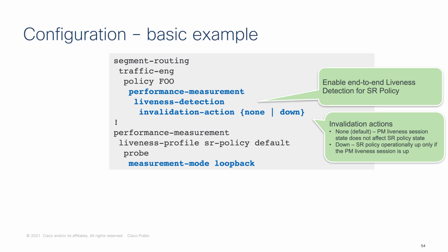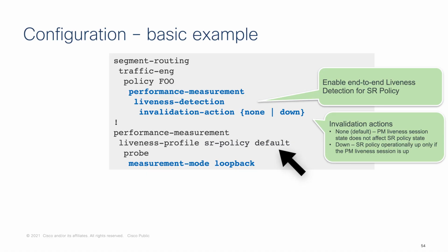So here's an example of a policy manually configured with performance measurement and liveness detection enabled, and then we configure an invalidation action. As I mentioned, if I just want to get notification if the liveness detection fails, or if I want to bring down the operational state of the active candidate path. In this particular case, I do not have a named profile applied, which means that I'm going to use the default SR policy liveness profile, which is configured to use the measurement mode loopback.